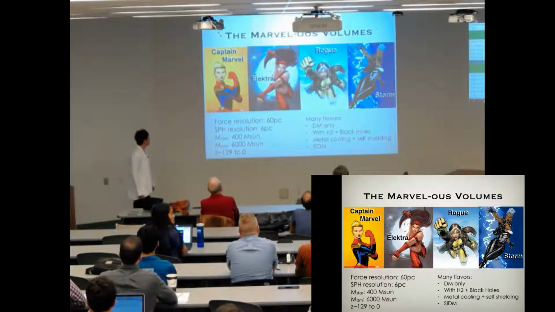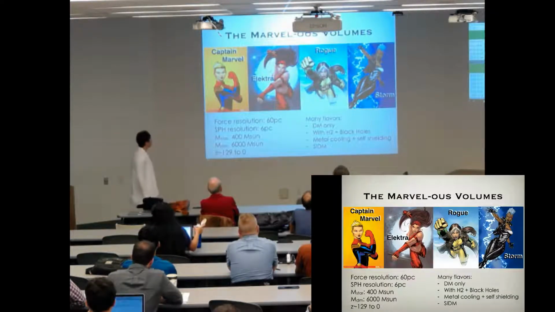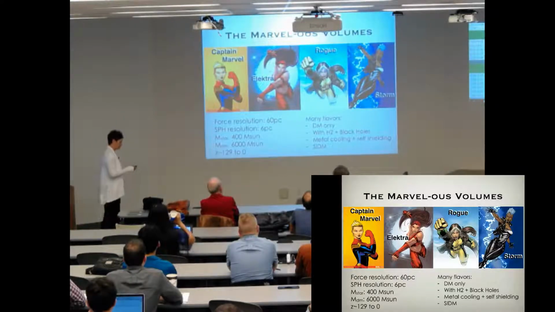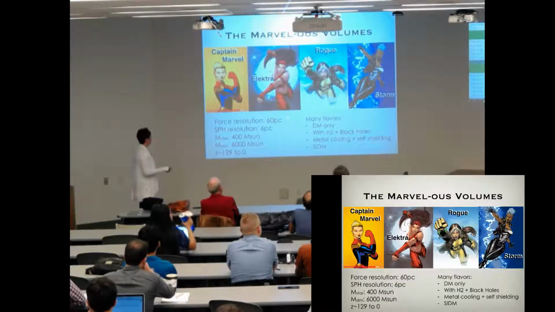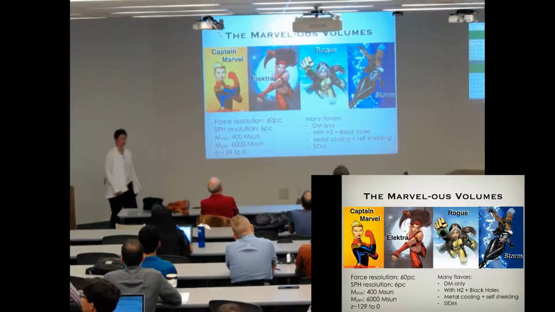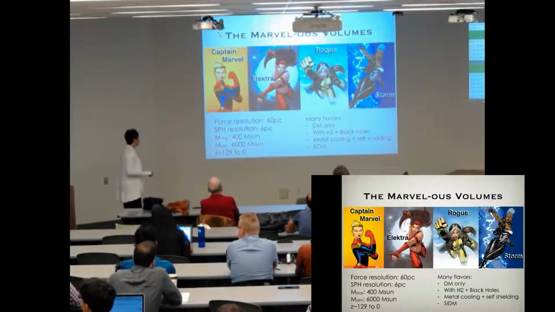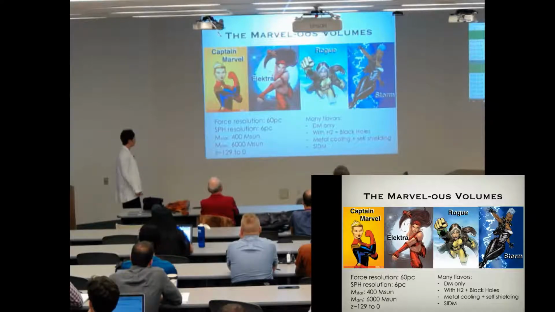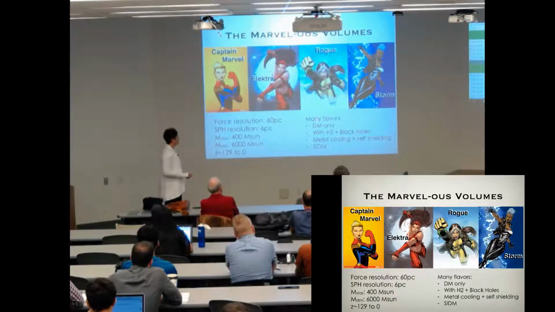So yes, here they are, Captain Marvel, Electro, Rogue, and Storm. Charlotte mentioned yesterday, right? They have a force resolution of about 60 parsecs, and we let the smoothing length go down about an order of magnitude smaller to 6 parsecs. Stellar masses, these stars are now forming with 400 solar mass star particles. They're all run to redshift 0, and they come in assorted flavors.